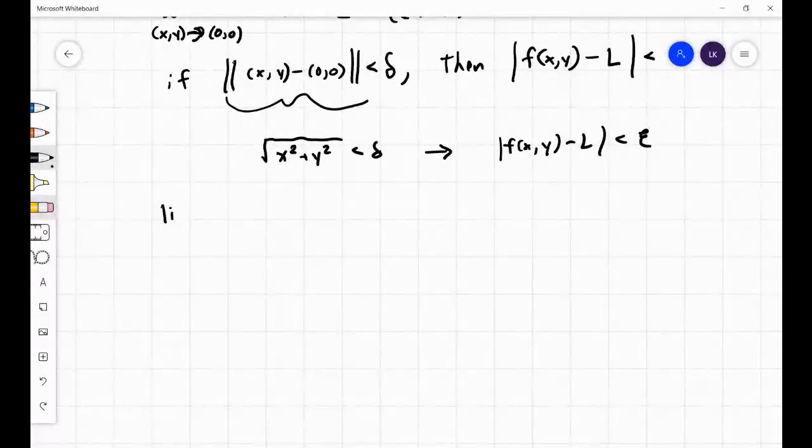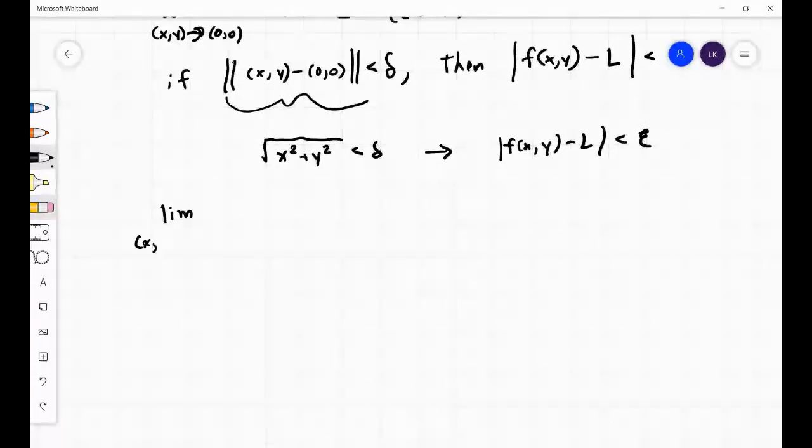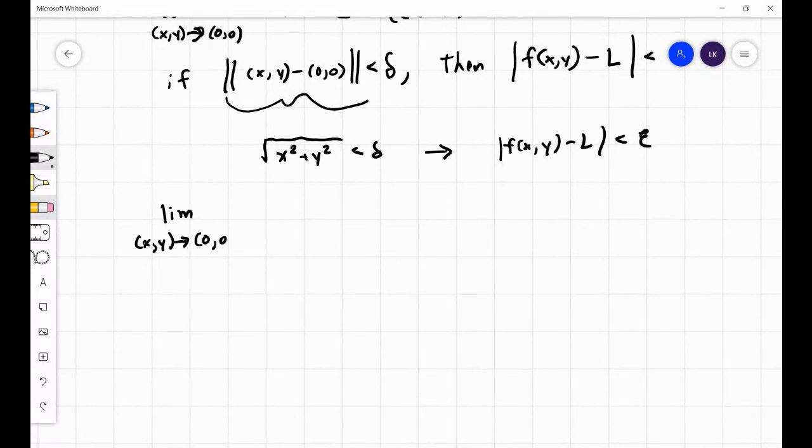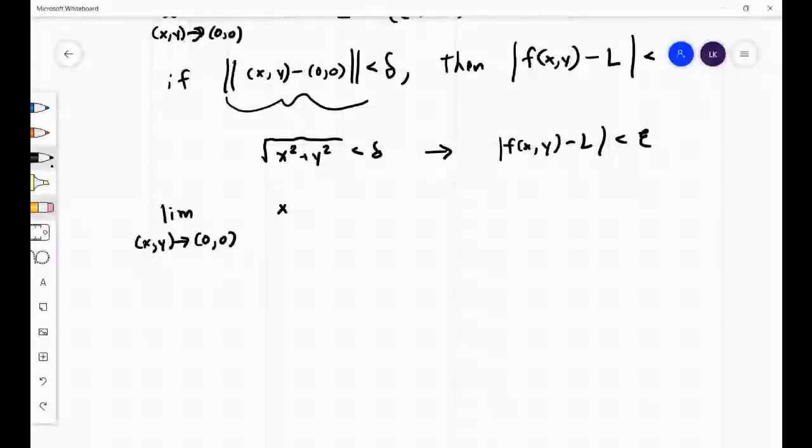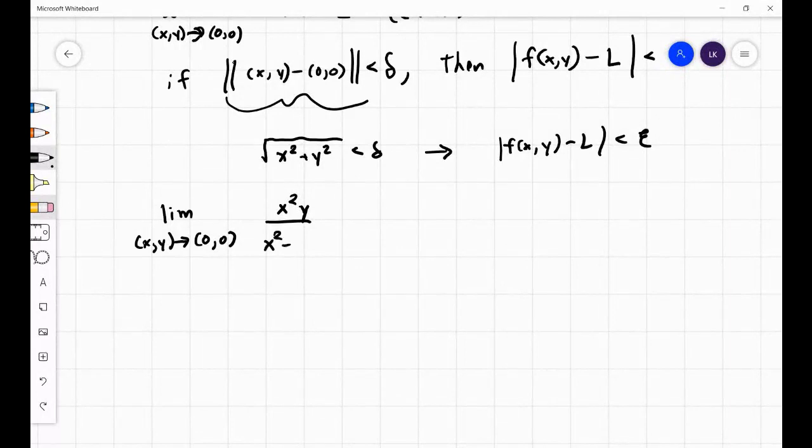So here's a limit that actually does exist, and we're going to try to prove that it does. Okay. So this limit turns out to be 0. You can try all sorts of approaches to the origin, you'll get 0.